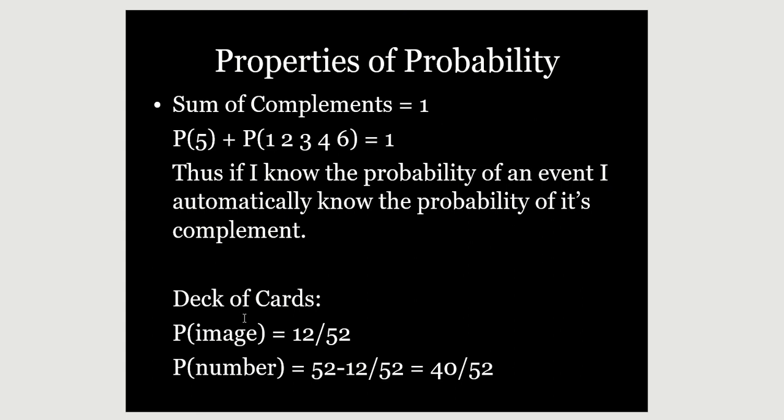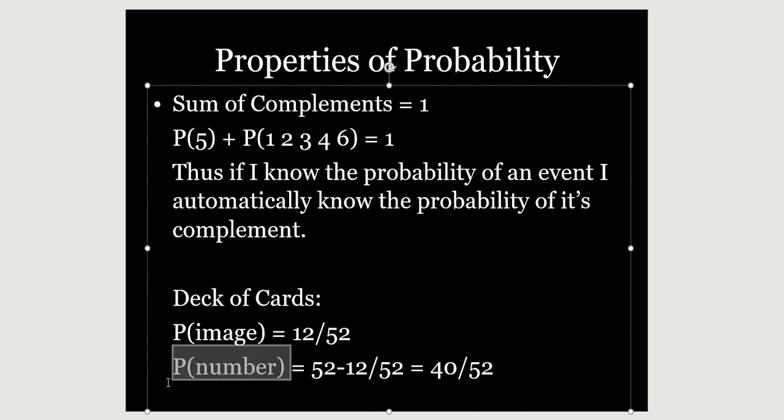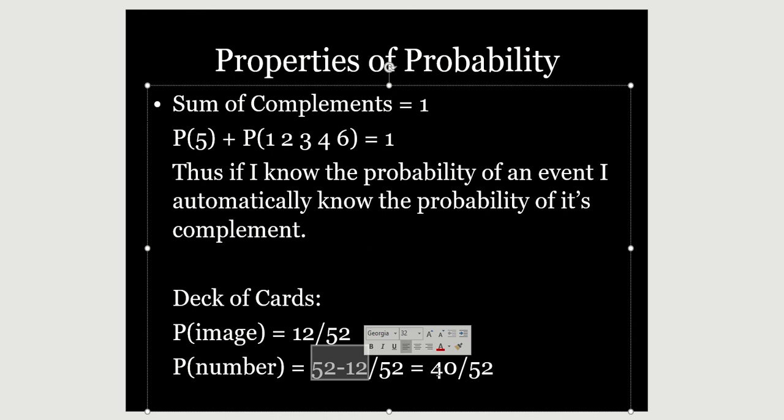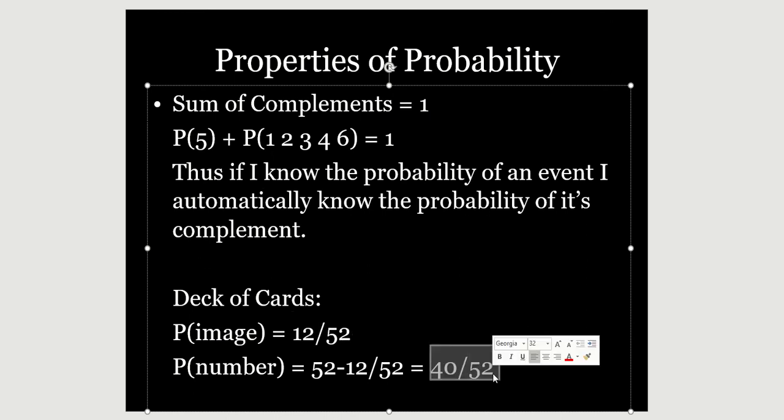The probability of an image, knowing that an image is the valet, the queen, and the king, so I have 12 images, is 12 over 52. The probability of a number is everything else, and hence it's 52 minus 12 divided by 52, so it's 40 over 52. These two together are complements. You add them up, you get 1. This is helpful because sometimes you're asked to calculate a probability that is difficult to get. However, the complement is easy. Therefore, you get the complement, and by doing 1 minus it, you will be able to get your answer.